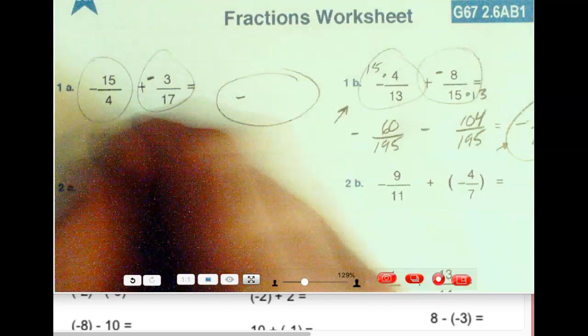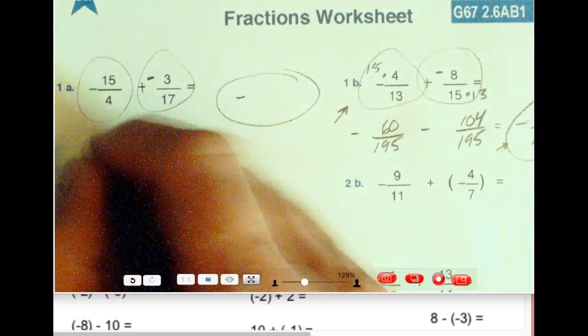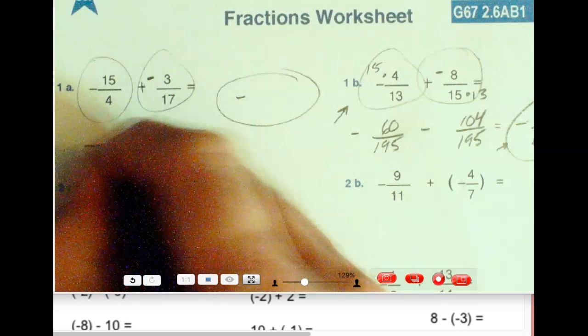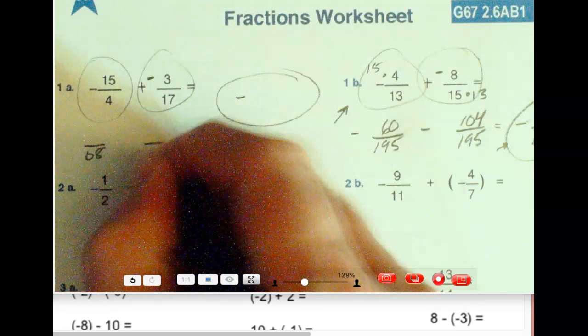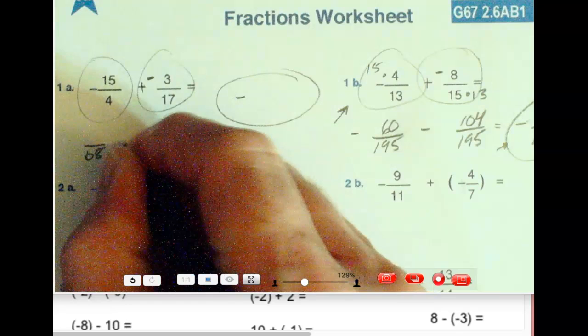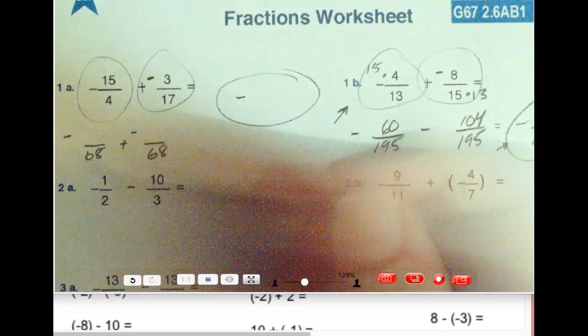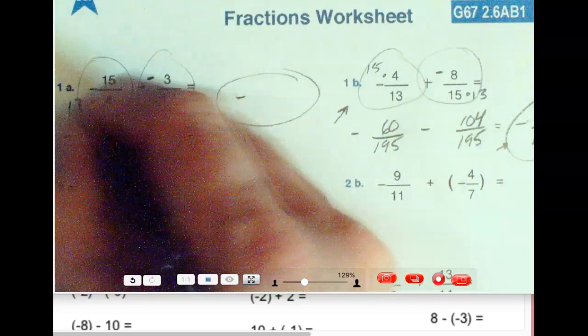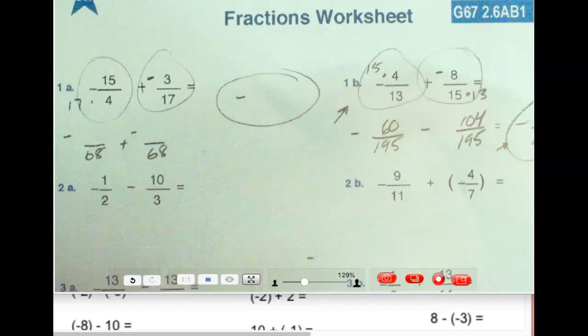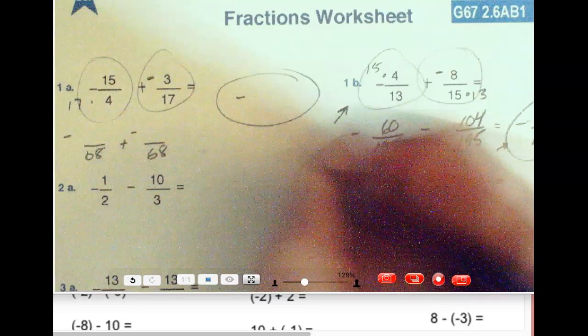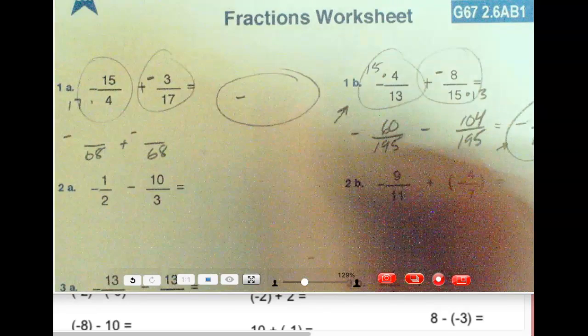So let's just go with 68, just 4 times 17. So 68, my common denominator. And let's see, I would take this one times 17. So I'm going to have to do 15 times 17. Where am I going to do that?